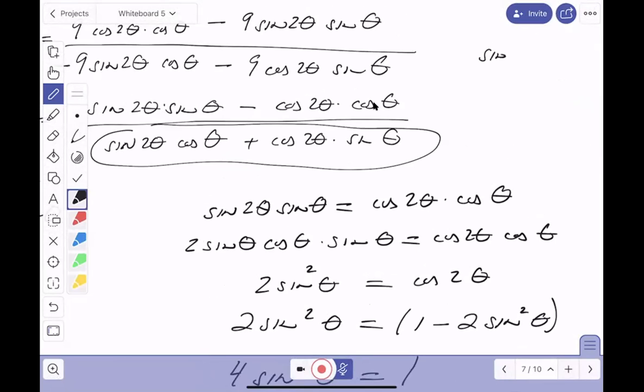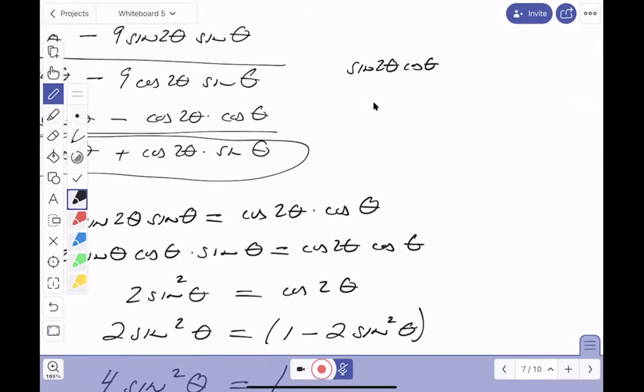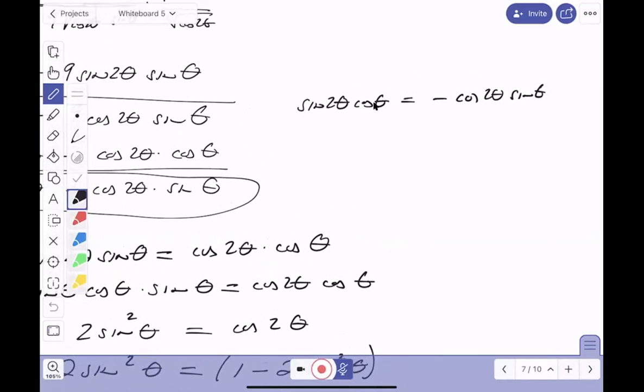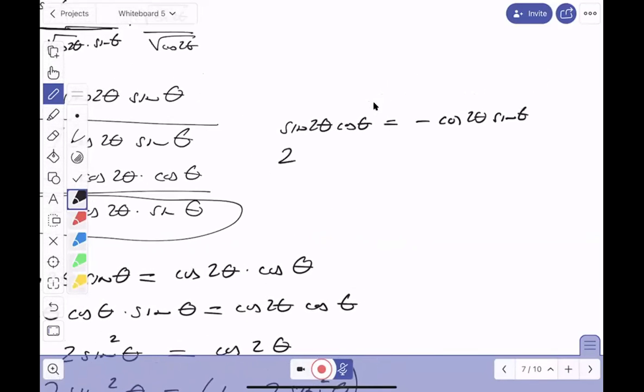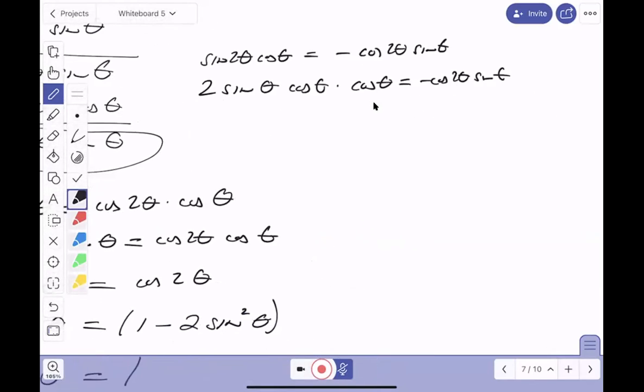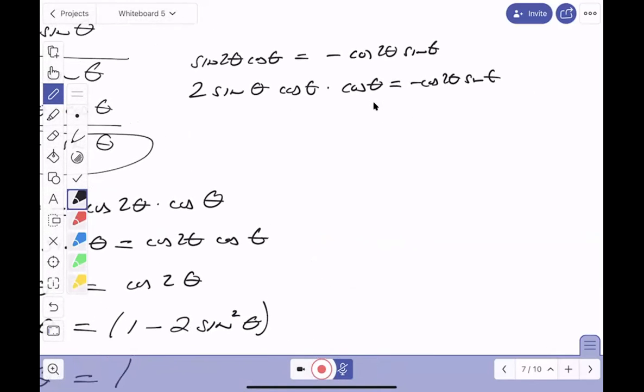So it's going to be sine of 2 theta cosine theta, and that would equal the opposite of cosine 2 theta sine theta. Let's go through it. I'm going to do the same thing I did before, and write down 2 sine theta cosine theta. I'm just using an identity I learned in Math 120. This minus cosine 2 theta sine theta. I can divide through by sine theta, by the way. And what would you get over there? You would get 2 cosine squared theta, and then minus cosine 2 theta.